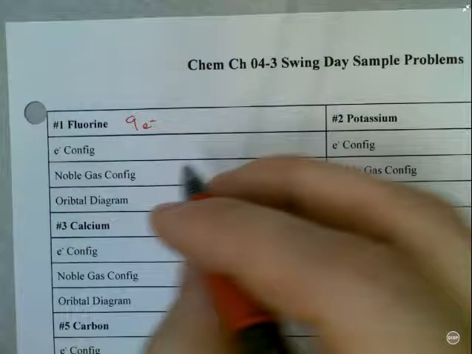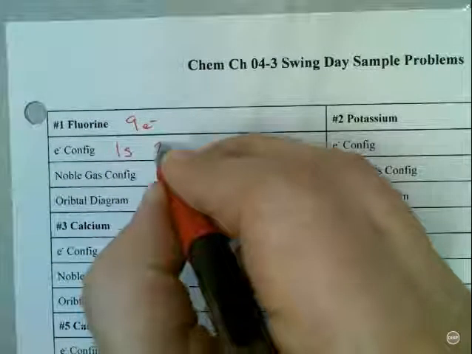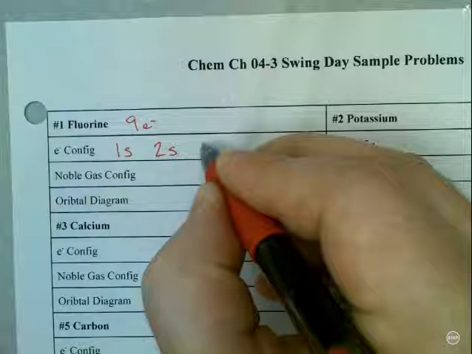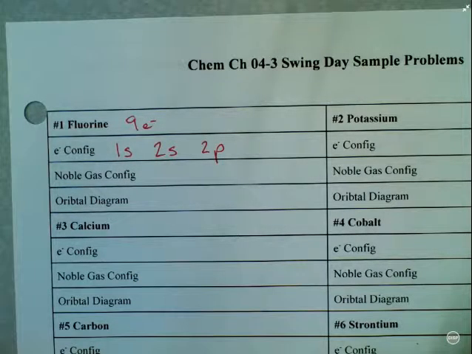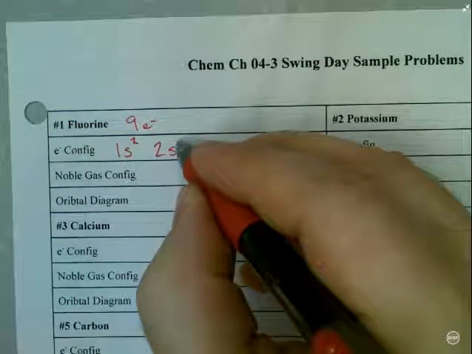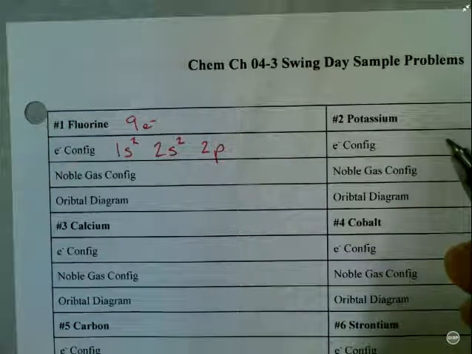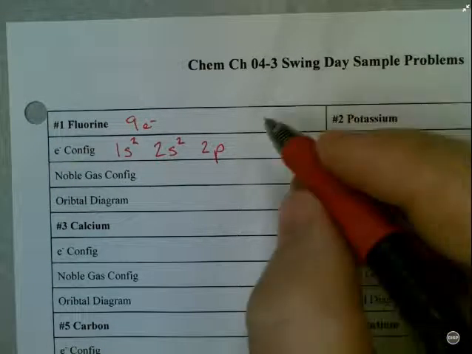I know that now. I'm going to fill the 1s first, then the 2s, then the 2p. Now I can fill 2 electrons into the 1s. I can fill 2 electrons in the 2s. That's a total of 4, so I need to account for 5 more.